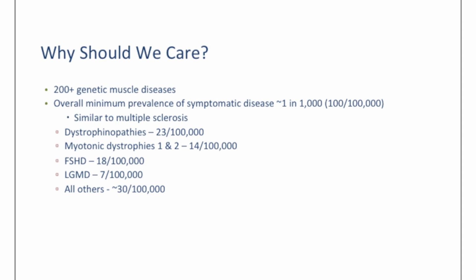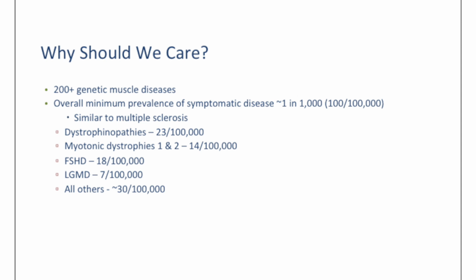So why do we care about muscle disease in general, genetic muscle disease? Well, there are over 200 genetic muscle diseases. The overall minimum prevalence is about 1 in 1,000 people will have muscle disease. That's very similar to multiple sclerosis, and so there are big campaigns for multiple sclerosis. Of the muscle diseases that are genetic, the dystrophinopathies, that's Duchenne and Becker, are thought to be the most common.